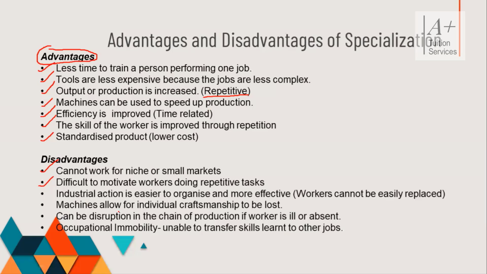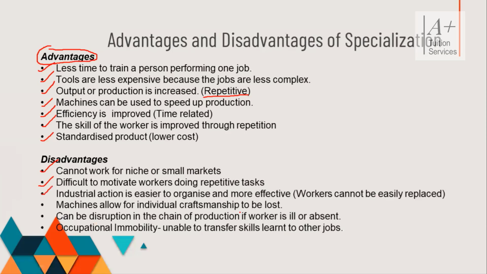Then we have industrial action is easier to organize and more effective. So workers cannot be easily replaced. So if one man is down in the team effort or the specialization, then it hampers the whole team because what Mary finishes, she passes it to Tom. If Tom happens to stay home on that particular day, then Lucy doesn't have an end product to work with.